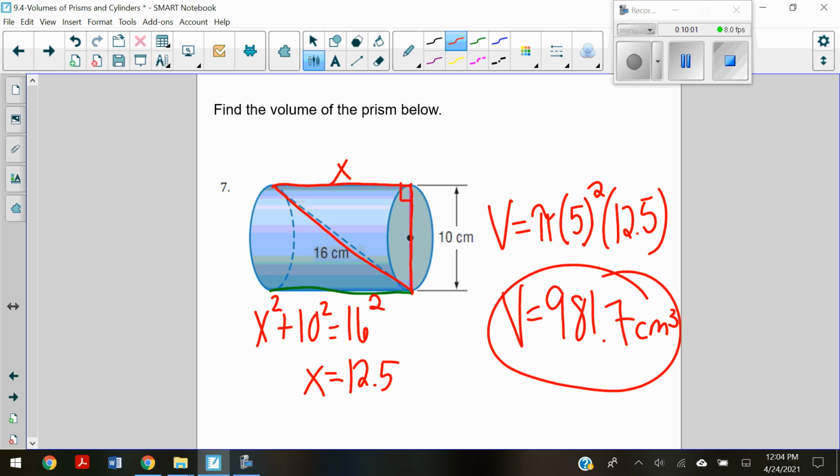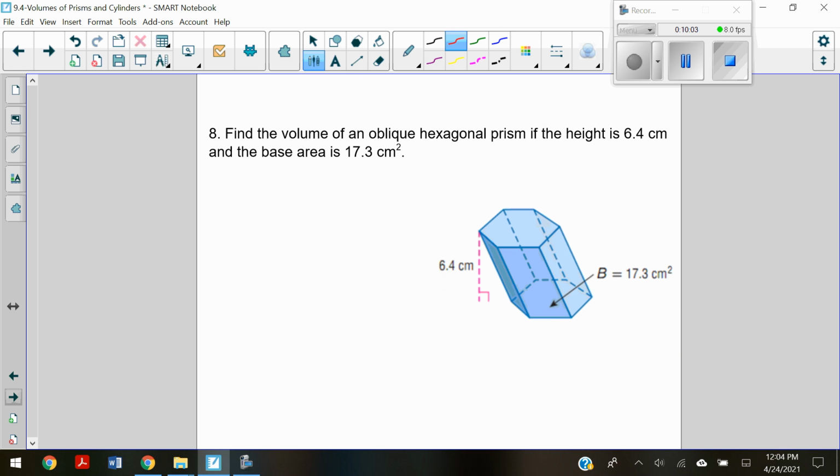Okay, let's try one that's an oblique hexagon. Sorry, it took me a moment because I'm like, oh, we haven't practiced finding the area of hexagons, but they give us the base area, so we don't have to worry about that. So this one is almost easier than you think. The volume, remember, is the base area times the height, which is the distance between the two bases. Oh goodness, they give us that too.